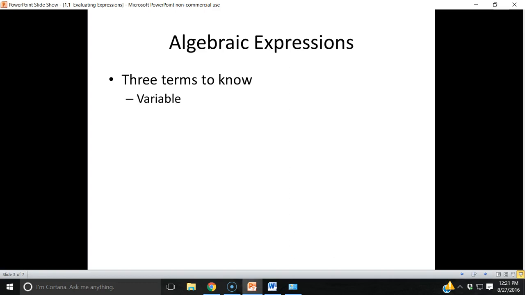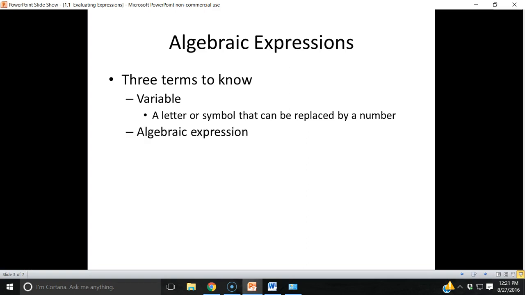The first one is variable. That's pretty important. Variable is a letter or symbol that can be replaced by a number. And basically, that's what algebra is all about, right? There's letters that stand for numbers. Often it's x or it's n, but it doesn't really matter. It can be lowercase, it can be capital. That's what a variable is.